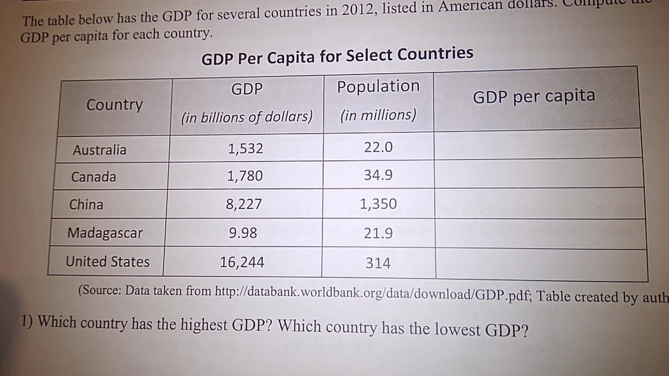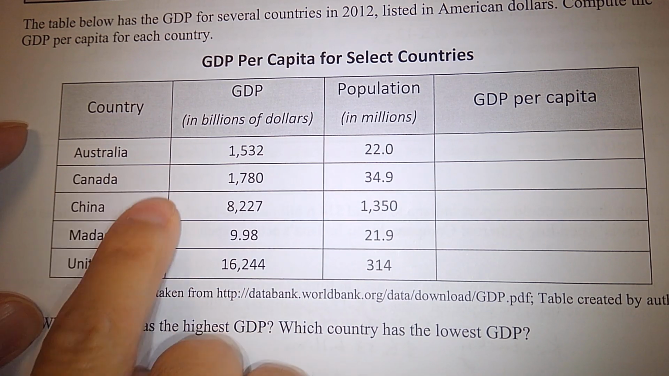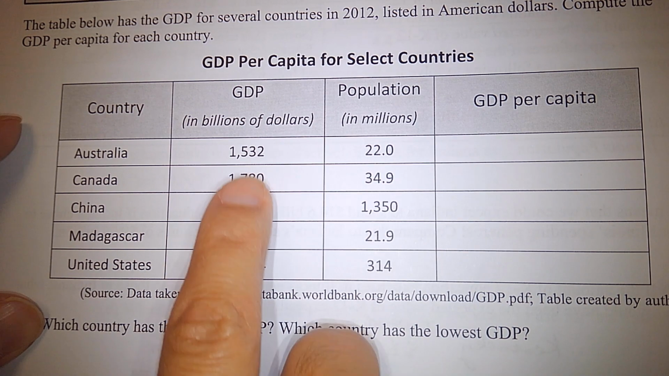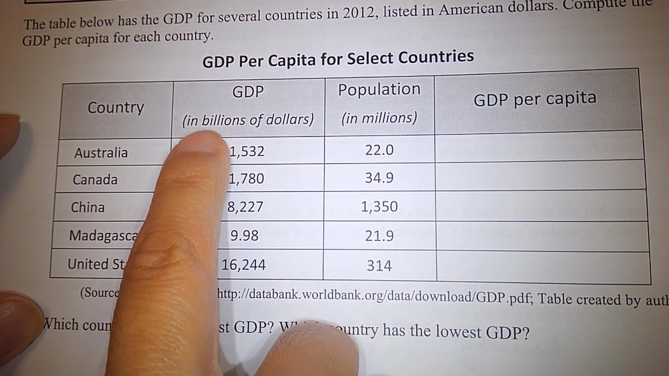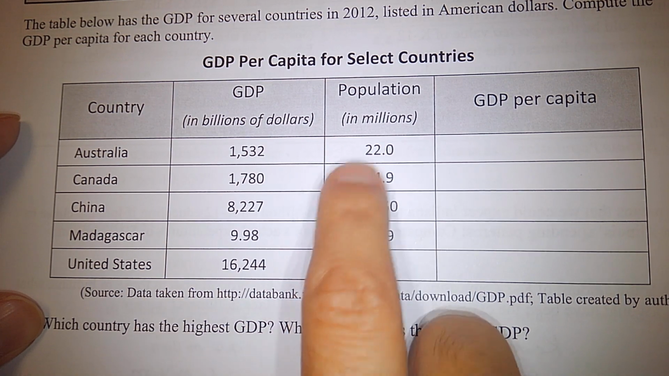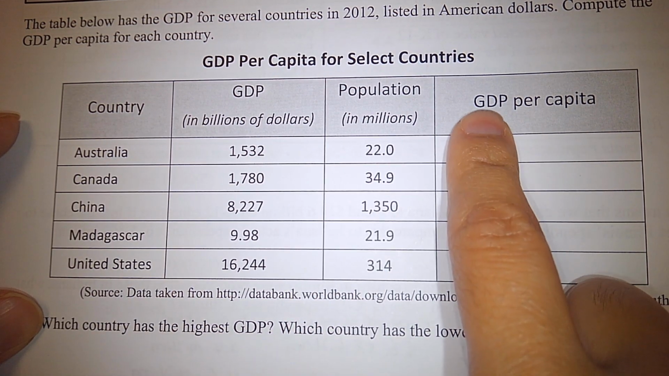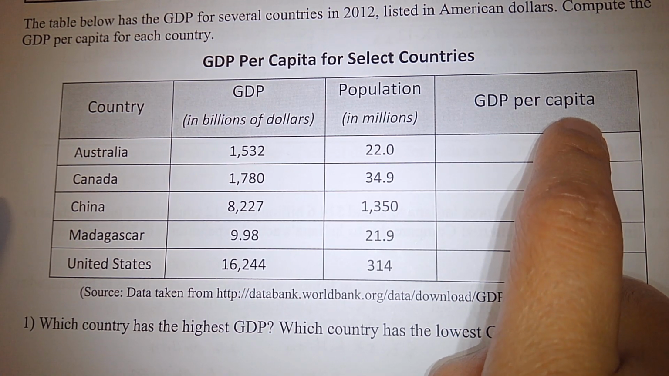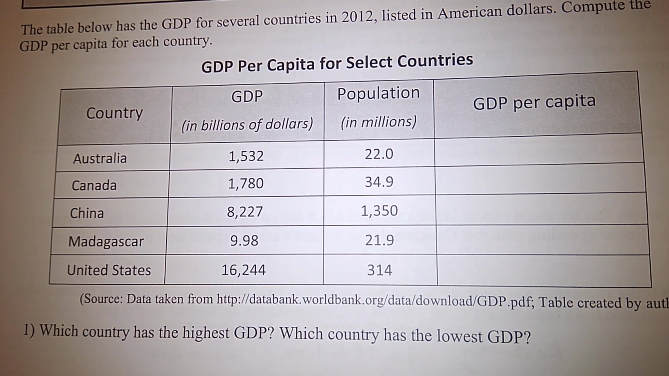Now we have these 5 countries, okay, GDP per capita. We have the GDPs from each country, in billions of dollars, and then we have the populations from each country. And then here it asks us to compute GDP per person, and then we're going to answer the following questions on page 36.